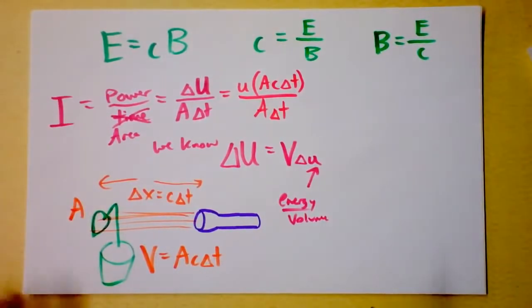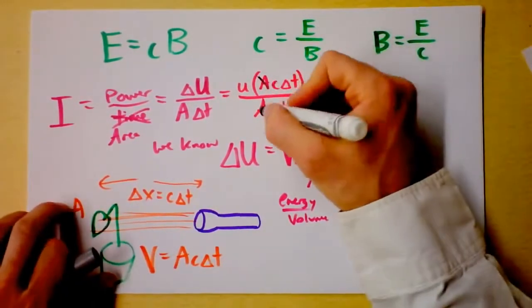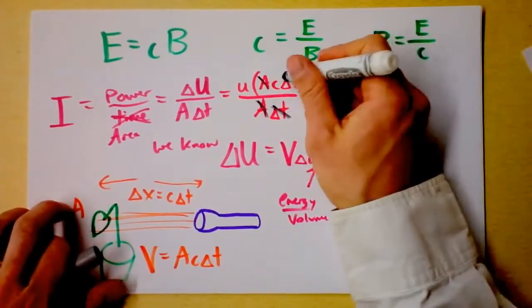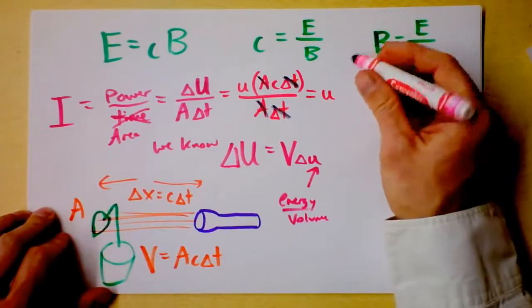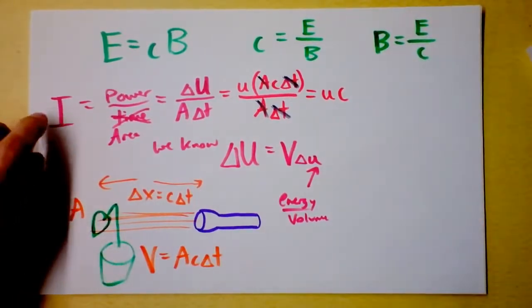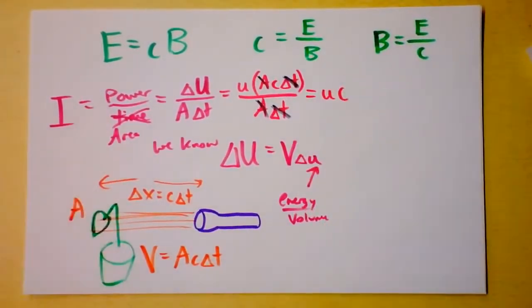And are you thinking what I'm thinking? Yep, wonderful. The A and the delta t cancel, and we've suddenly just got energy density times the speed of light. That's what the intensity of light is. It's the energy density of the light times the speed of light.